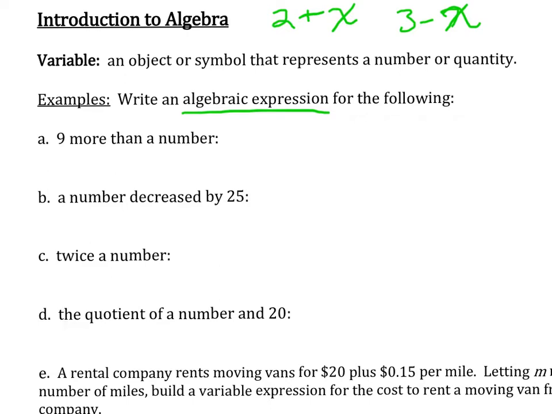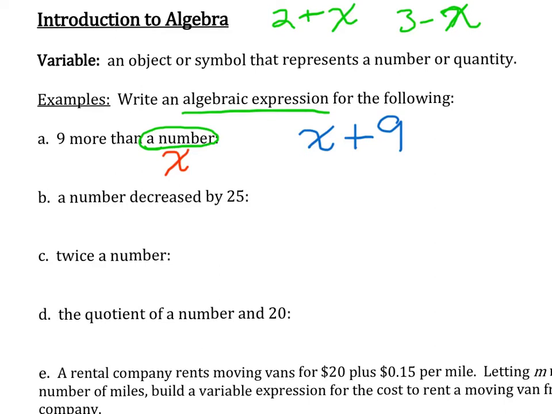I want to be able to write a mathematical representation of 9 more than a number. Now, if you notice here, I have this part that says a number. Of course, we don't know what that number is. That's where our variable comes into play. So I'm going to call that number x. If I want to write 9 more than x, then all I have to do is add 9 to x. So the algebraic expression for 9 more than a number is x plus 9.